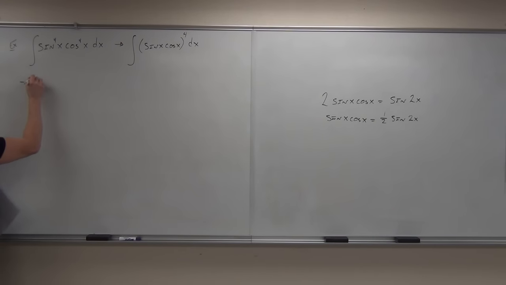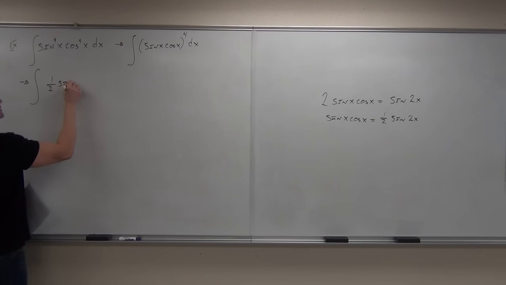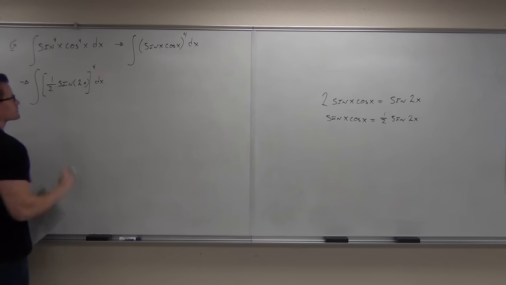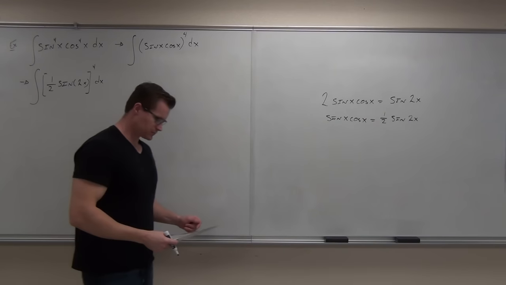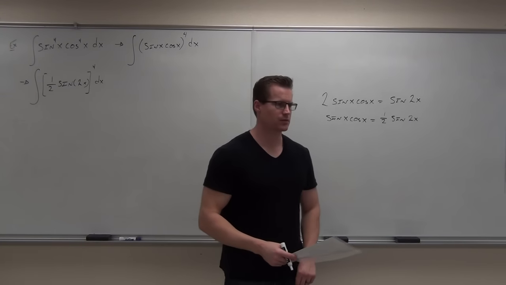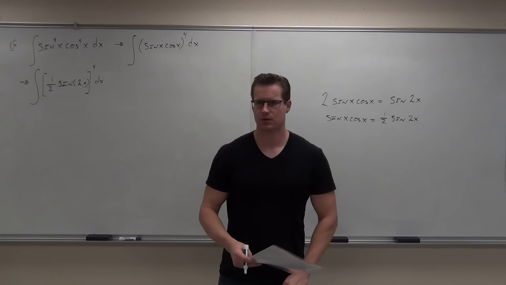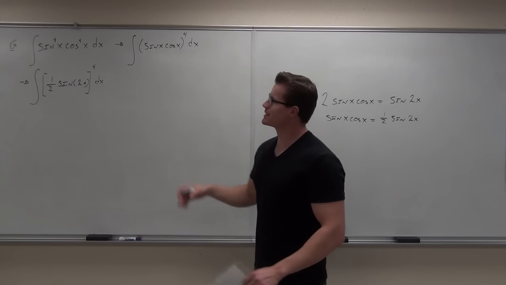So our integral is the integral of (1/2 sine 2x) all to the 4th power dx. Y'all still okay? You sure? Let's keep on moving. What's the next thing that I need to take care of?